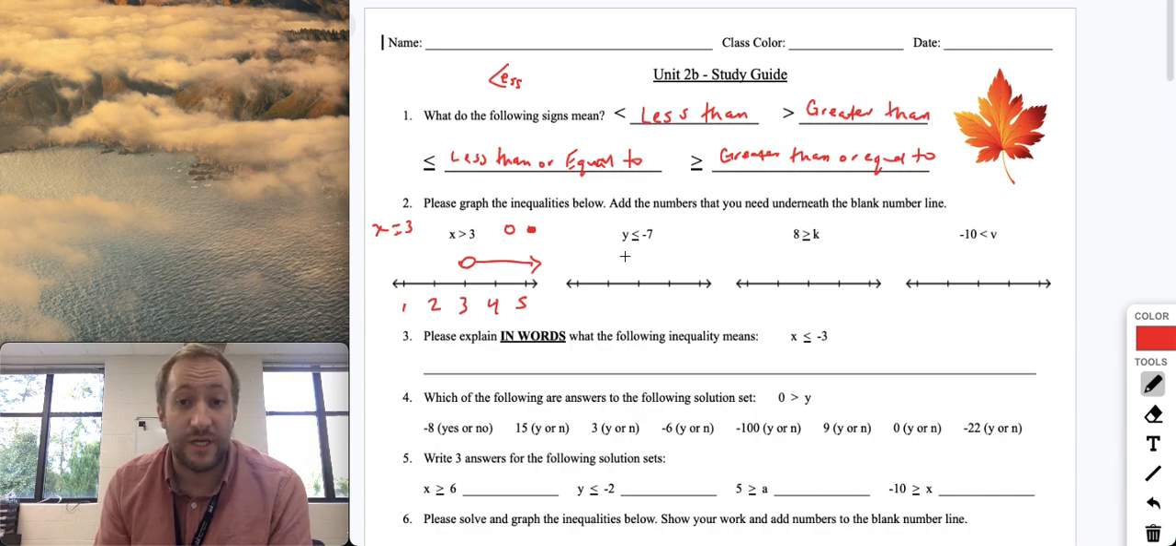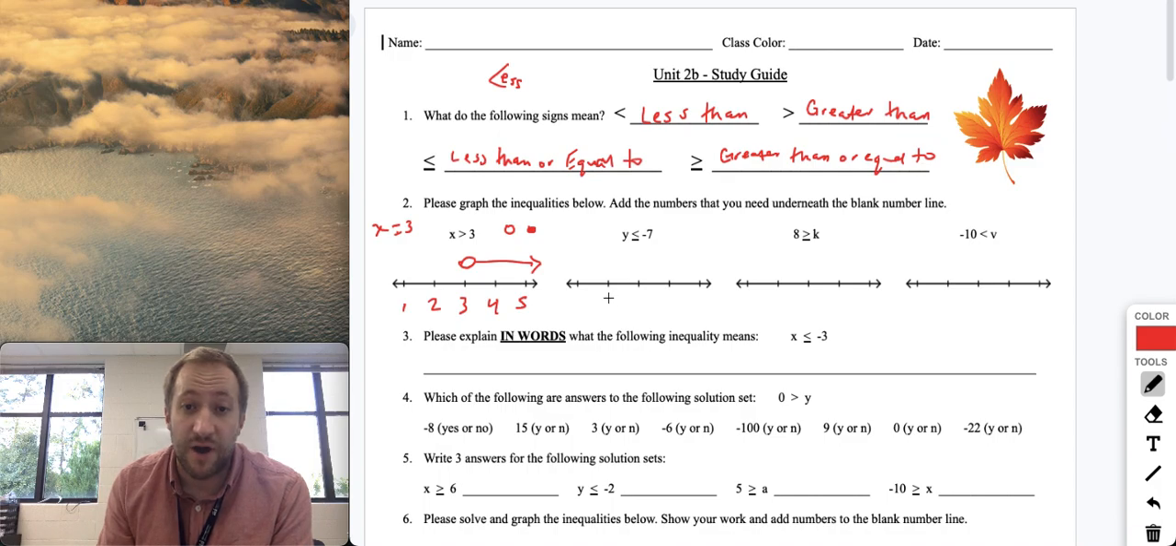Look at the next one. y is less than or equal to negative 7. So I'm going to go and fill in some numbers down here. I need a negative 7. Again, you can put it wherever you want. I'll just put it over here. And then I'm going to go and fill in my number line.